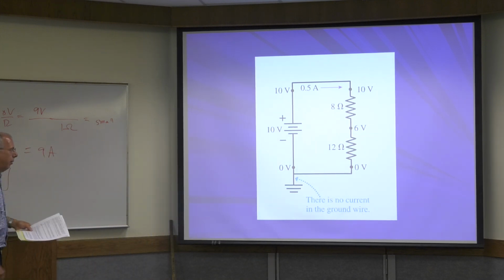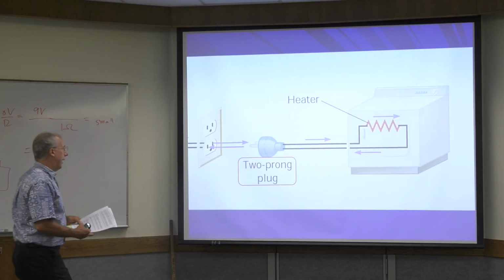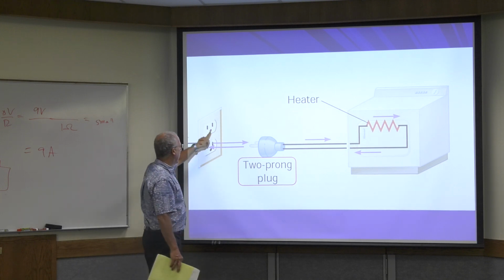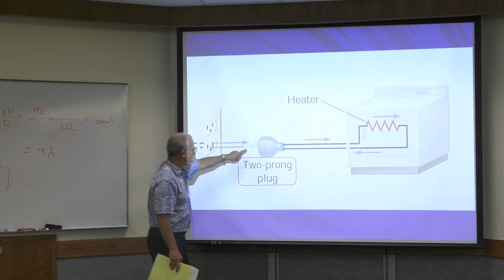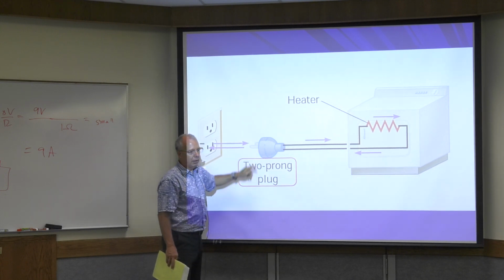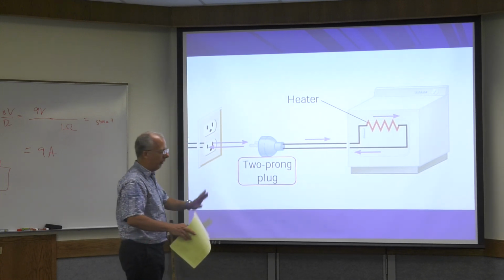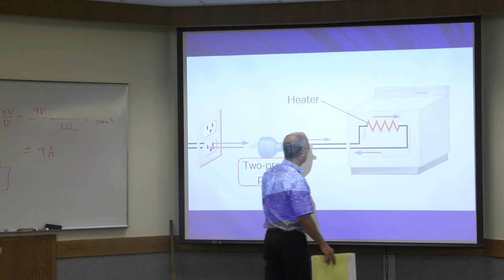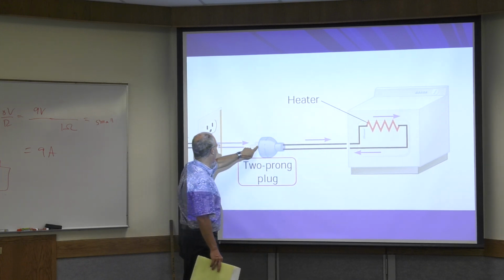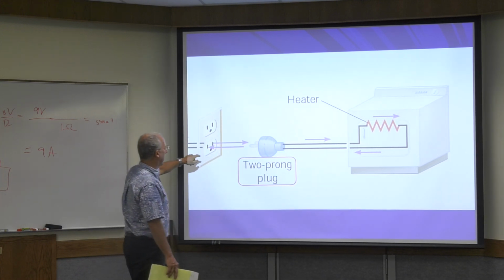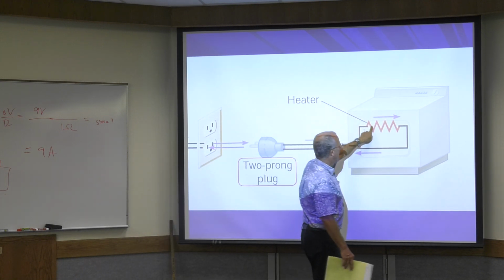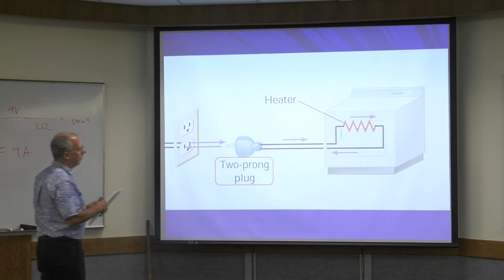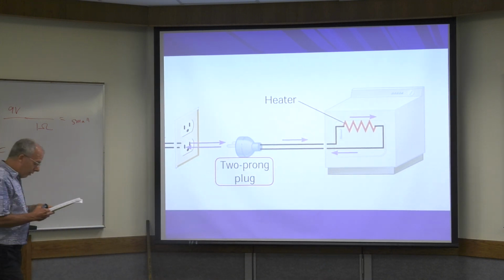So here's the example. Let's say you live in this old crummy house and you only have a two-prong plug. So old house, old equipment, old everything. Here's a metal clothes dryer with a two-prong plug. The electricity comes in, goes through something that heats up the air, and then goes out. A complete circuit. Great.